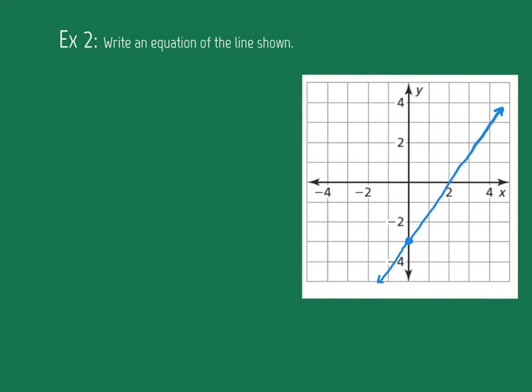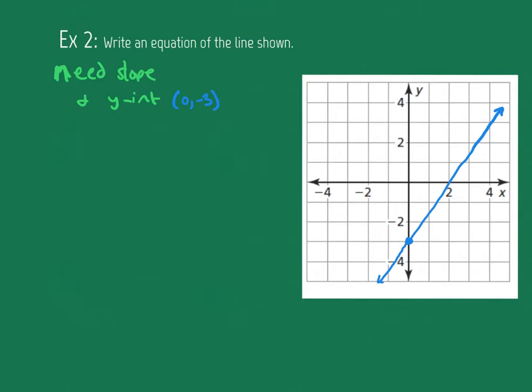Example 2 gives you a graph. So now I'm trying to find information from this graph to write an equation. Again, if I want to use slope-intercept form, I need a slope and y-intercept. Looking at this graph, the y-intercept is right there for me. The y-intercept is the point (0, -3). So I have that, but I need the slope.